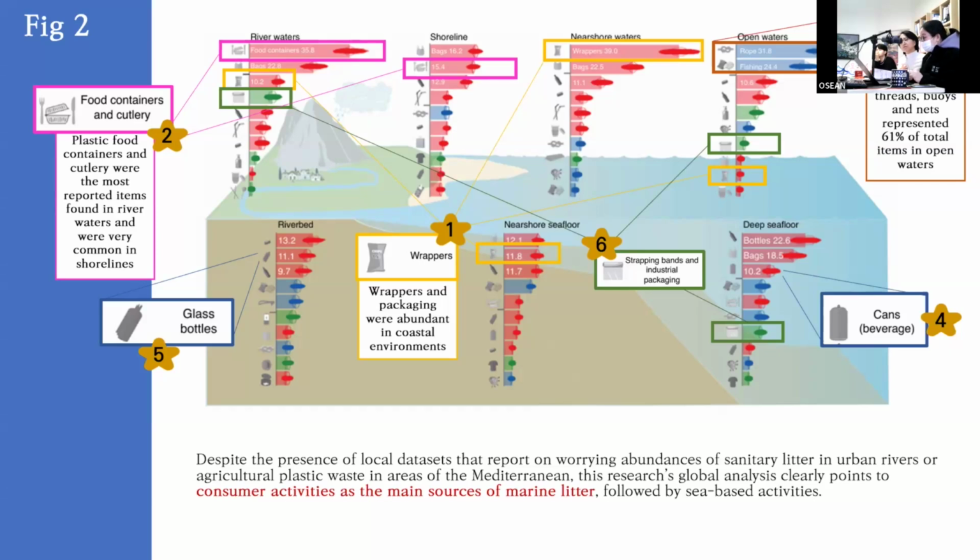Despite the presence of local datasets that reported worrying abundances of sanitary litter in urban rivers and agricultural plastic waste in areas of the Mediterranean, this research's global analysis clearly points to consumer activities as the main source of marine litter, followed by sea-based activities.